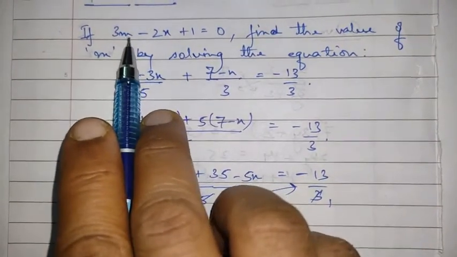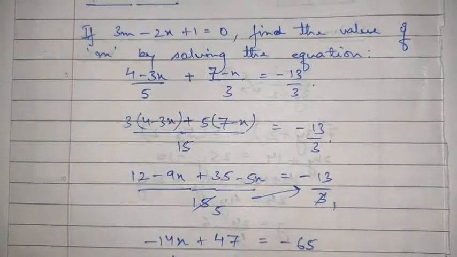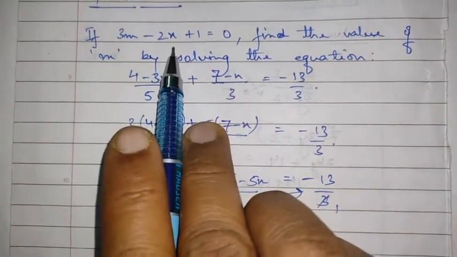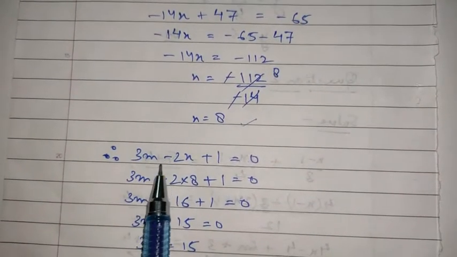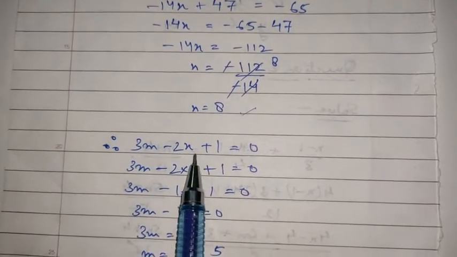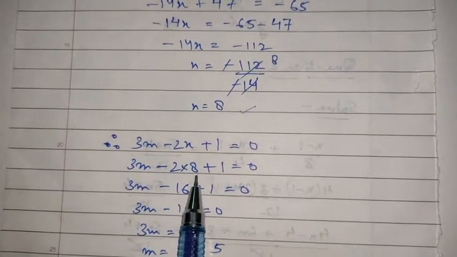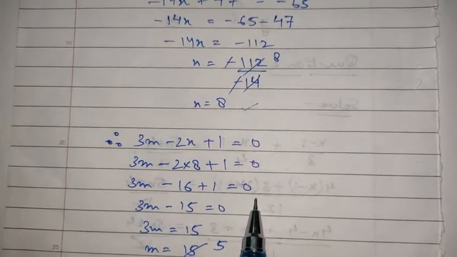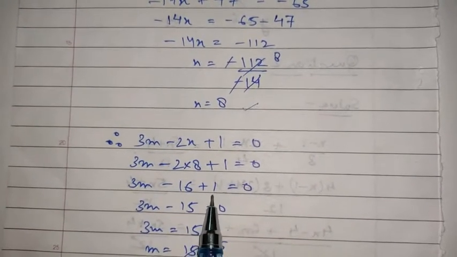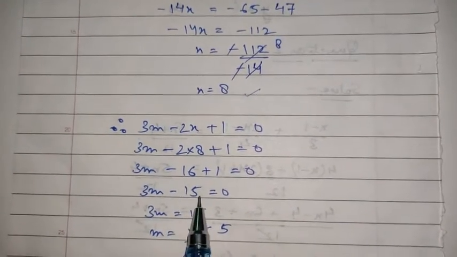So now I'm going to take the same equation, 3m minus 2x plus 1 equal to 0, and in this equation I'm going to substitute the value of x as 8. So as you can see over here, 3m minus 2x plus 1 equal to 0. In place of x, I'm going to substitute 8. The equation will become 3m minus 2 into 8 plus 1 is equal to 0. Then 3m minus 16 plus 1 equal to 0. As you can see, these two are again like terms, so minus 16 plus 1 will give us the value 3m minus 15 equal to 0.